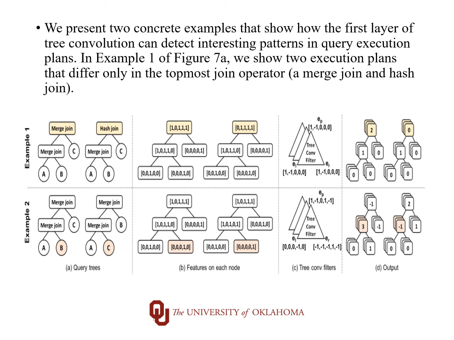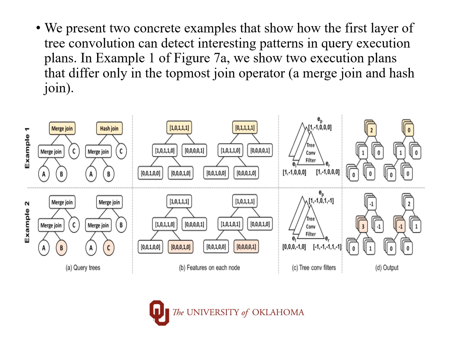The root node of a plan with two sequential merge joins receives an output of 2 from this filter, whereas the root node of the plan with a hash join on top of a merge join receives an output of 0. Subsequent tree convolution layers can use this information to form more complex detectors, like detecting three merge joins in a row, or a mixture of merge joins and hash joins.